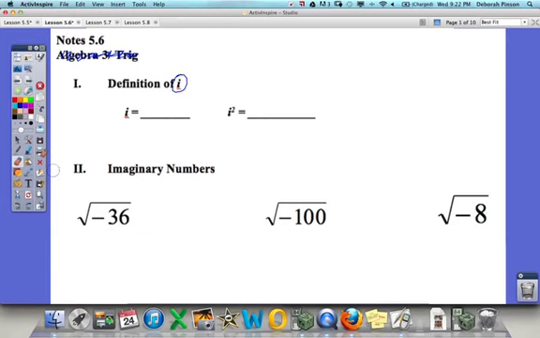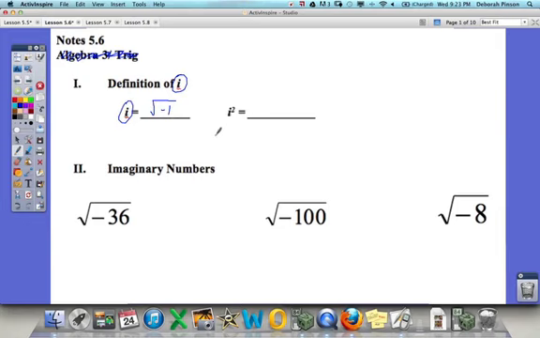Now what happened is, in science, when they were going through and doing all their calculations, they started coming up with negatives inside the square root. And so they had to come up with a way to deal with them. Here's how they did that. Anytime you've got the square root of negative 1, they use the symbol i to represent that. So if you see square root of negative 1, you can use an i in its place.